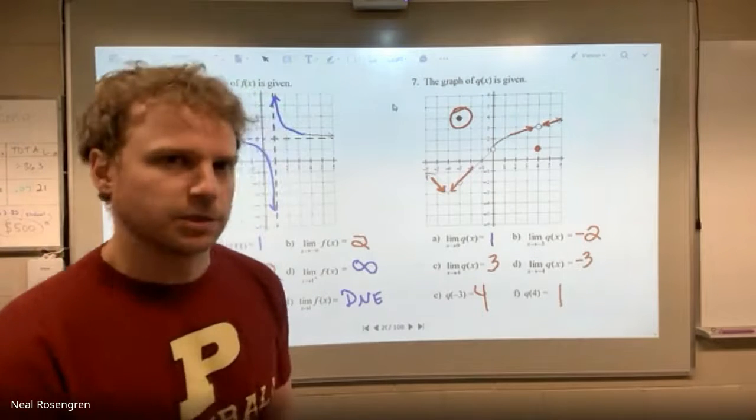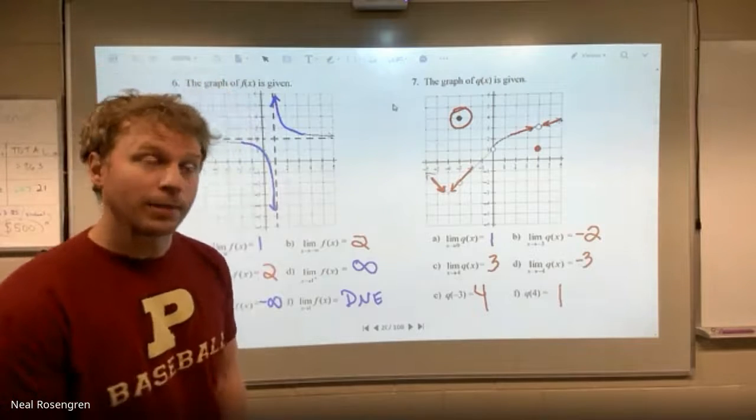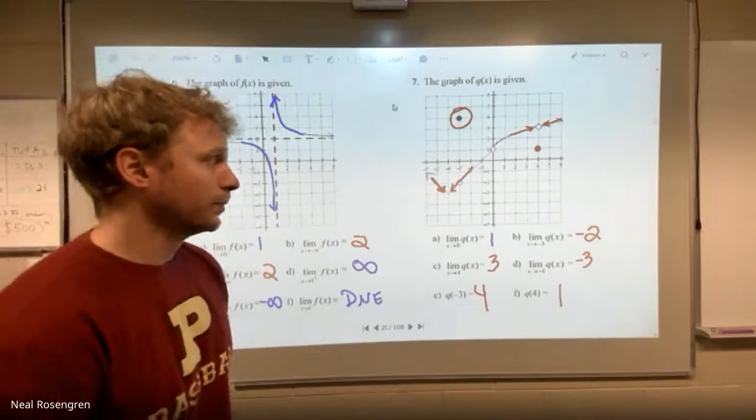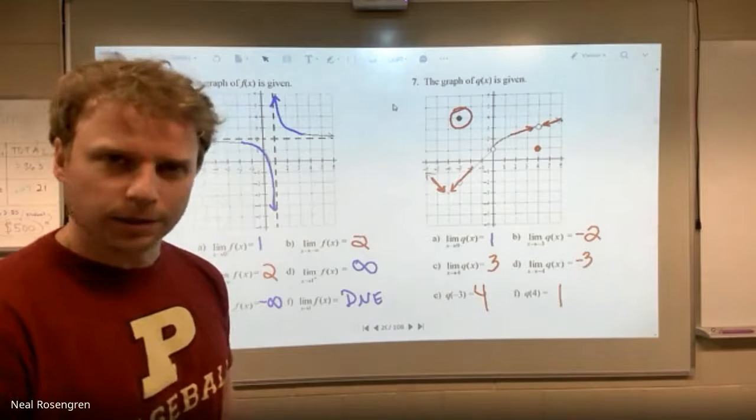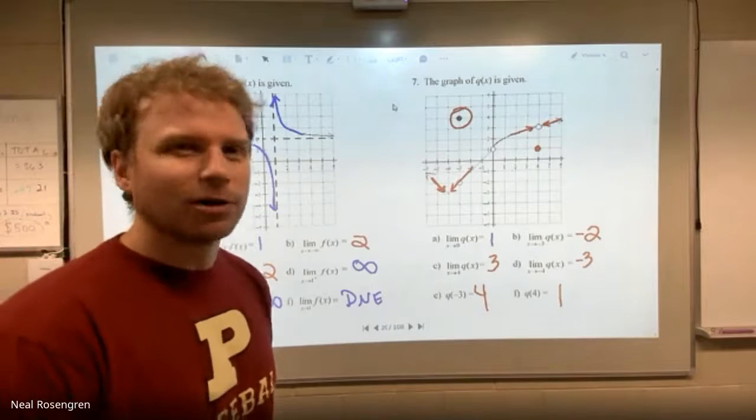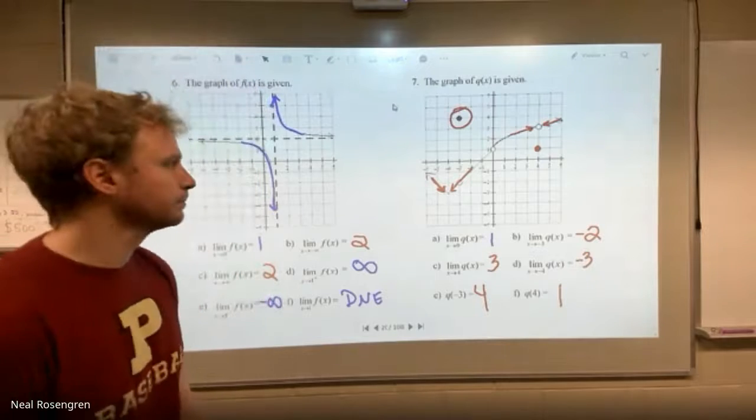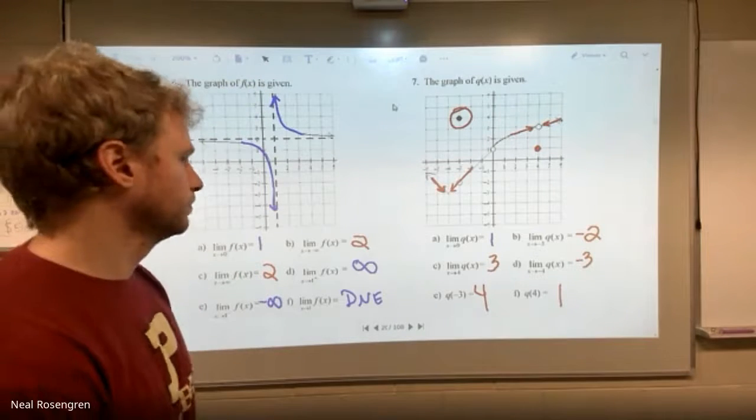But connecting graphs to limits, definitely more important. And then being able to say, okay, now that I got these graphs under my belt, what does that mean analytically? What does that mean algebraically? Can I just look at a function and find some limits? There you go.